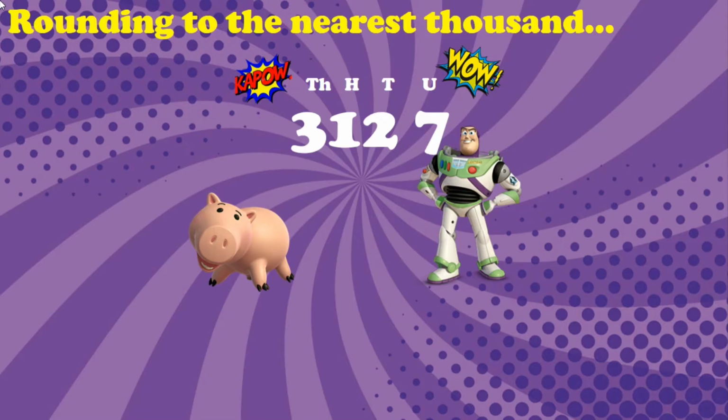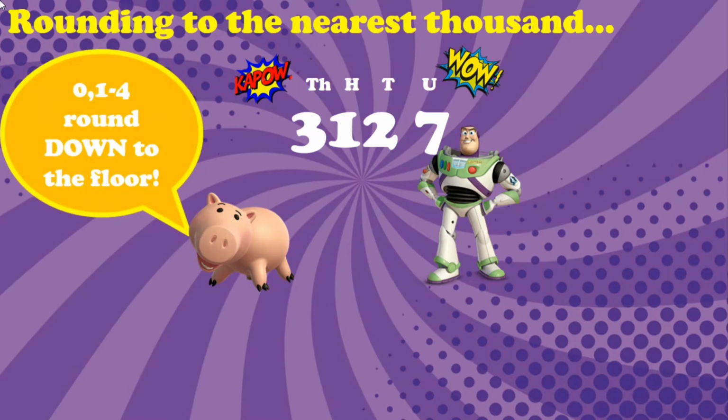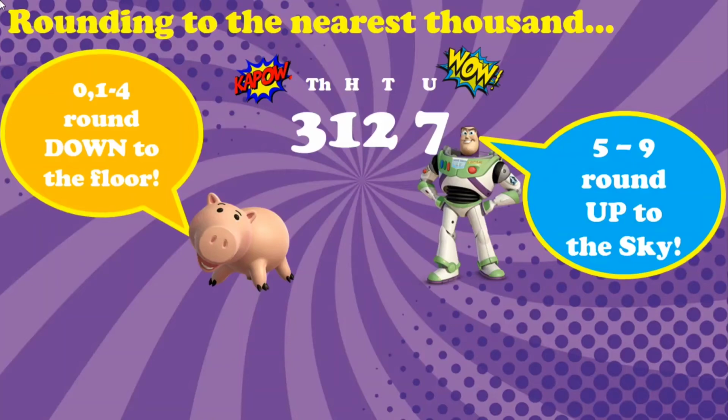3,127. When rounding to the nearest thousand, we need to remember, in all rounding, 0, 1 to 4, we always round down to the floor. If the number is 5 to 9, we round up to the sky.